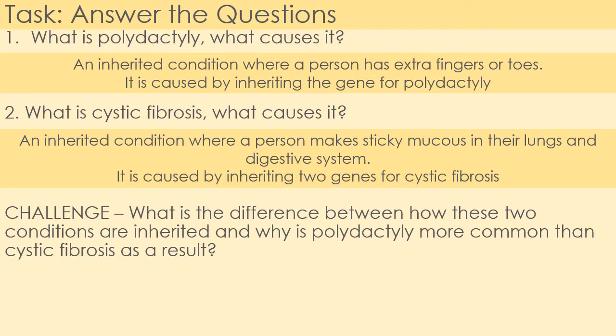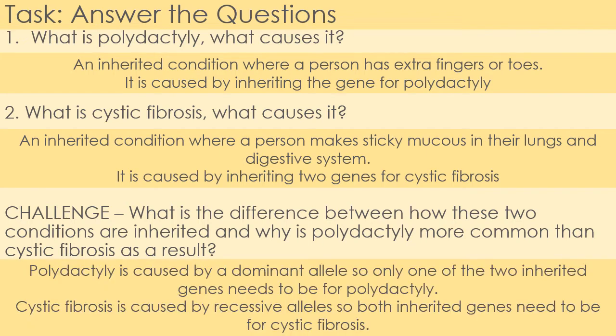The challenge question is looking at the difference between these 2 conditions and why polydactyly is more common than cystic fibrosis. And our answer is because polydactyly is caused by a dominant allele, so only one of the 2 inherited genes needs to be for polydactyly, whereas cystic fibrosis is caused by recessive alleles, so both the inherited genes need to be for cystic fibrosis. Well done if you got those right. If not, go and have a look again at our previous lesson on polydactyly and cystic fibrosis.